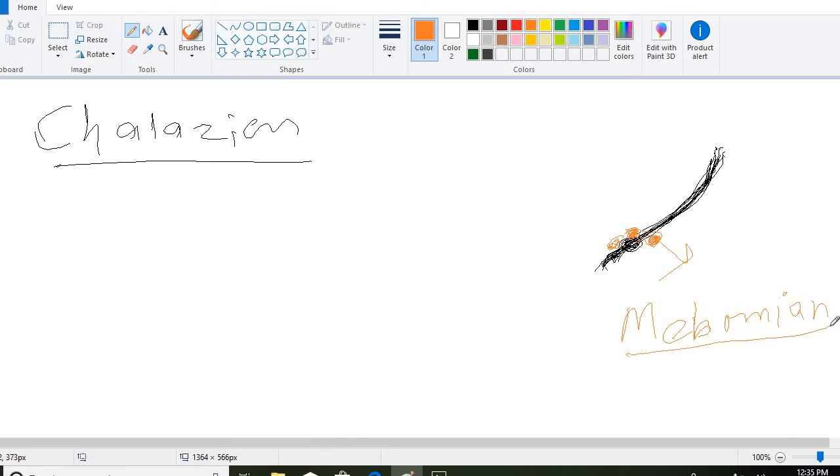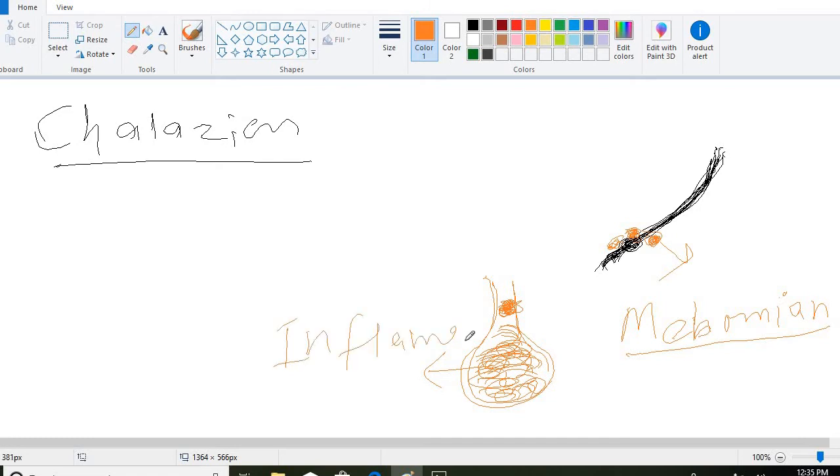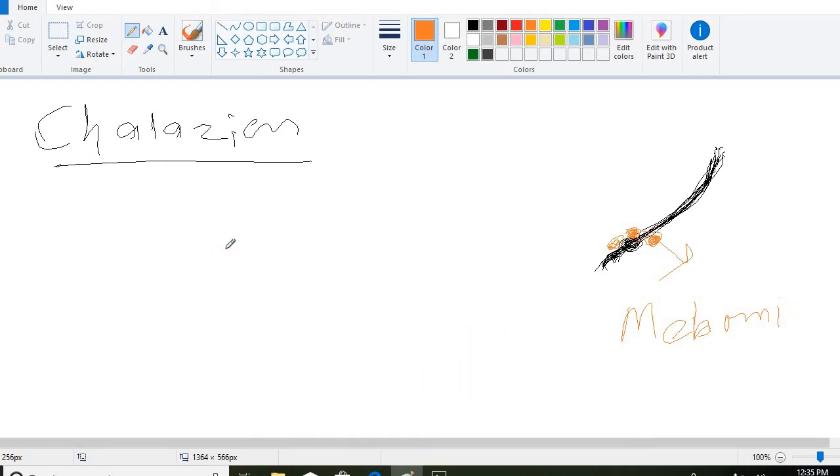So what happens when the orifice or duct of the meibomian gland is blocked by certain infections, bacterial or other causes? There is accumulation of sebum in the meibomian gland, which causes inflammation. That inflammation leads to development of chalazion. So in this way chalazion develops.